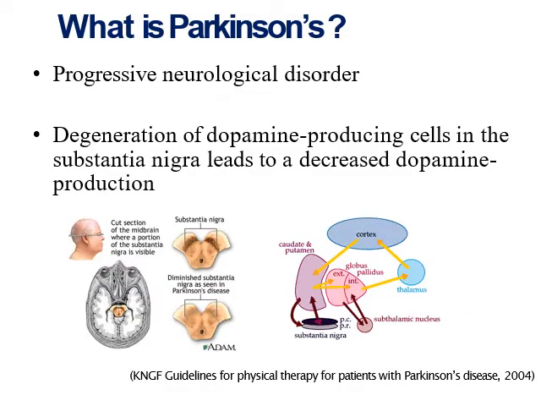Parkinson's is a progressive neurological condition which largely affects older adults. The underlying physiology involves a lack of dopamine, which results from a degeneration of dopaminergic cells in the basal ganglia. The basal ganglia comprise the substantia nigra, the caudate and putamen, the globus pallidus, as well as the subthalamic nucleus.